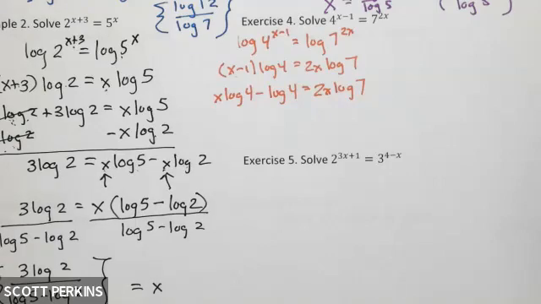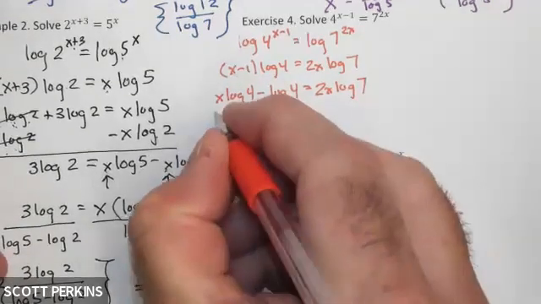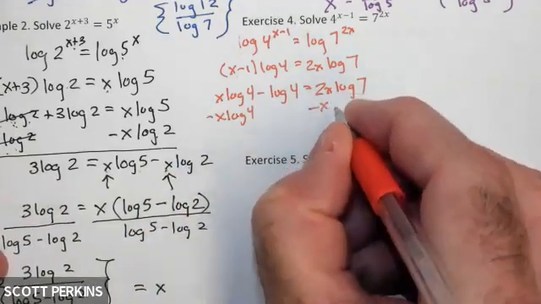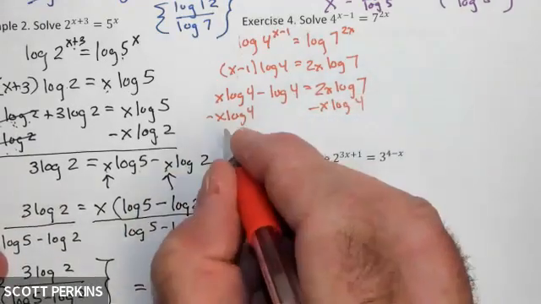So in order to solve this, I've got one term to move. What term should I move in order to take a step to solve this? Yeah, I want to get all the x's on the same side. So I'm going to move that x log of 4. Great idea. So here we go, minus x log of 4 on both sides. Great job.